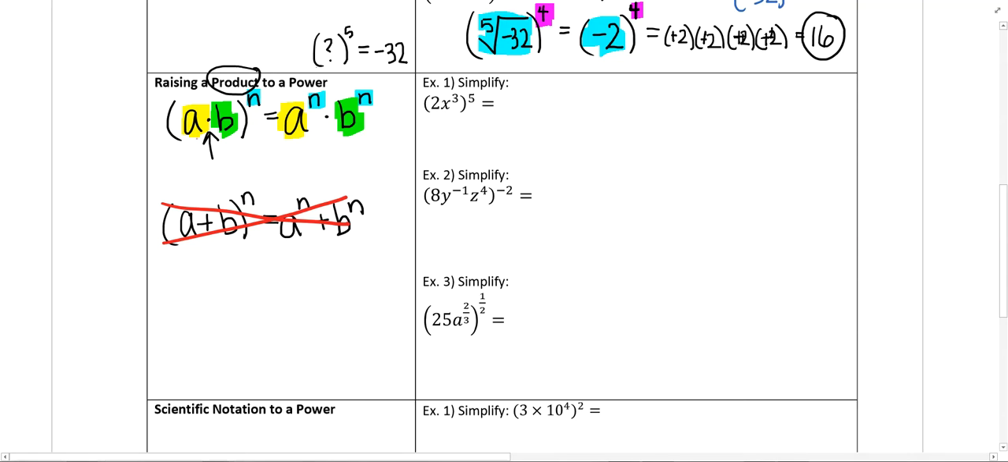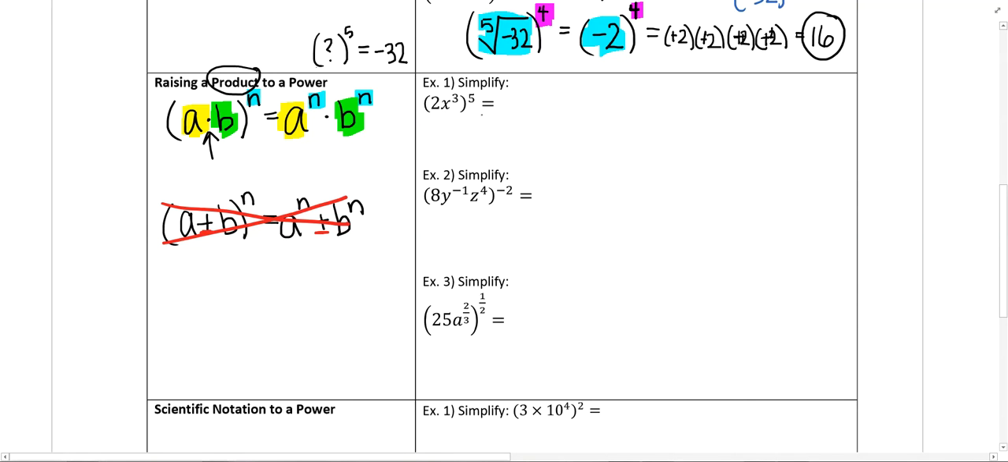It also works with quotients, which are division, but division is a form of multiplication, so it makes sense. But it does not work with addition, and it does not work with subtraction either. Okay, so adding and subtracting, this does not work. Just keep that in mind.